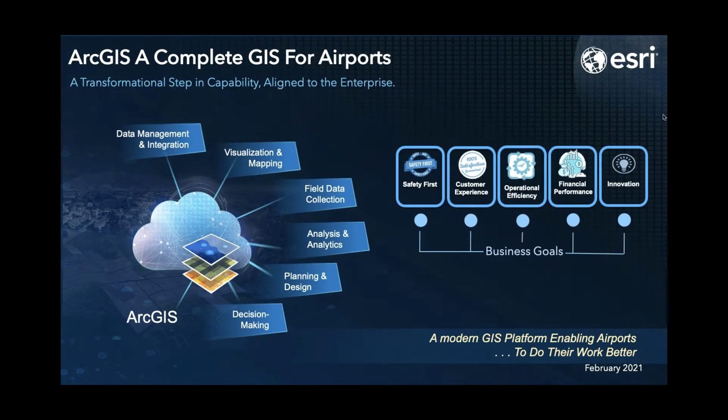Where we see the greatest airport GIS successes and return on investment is when GIS is aligned with these high priority business goals, the same ones that I mentioned earlier, such as safety and security and so on. We see lots of opportunities to align GIS with these business priorities and to deliver real value. What I want to do next, though, is focus on a solution that is being adopted very aggressively by many of our airport customers.